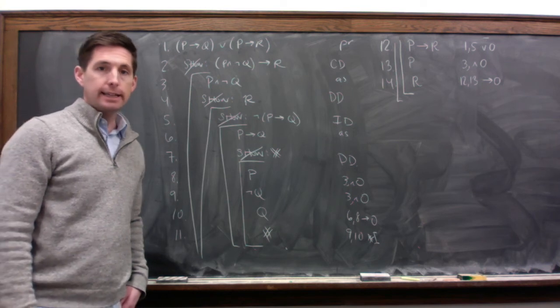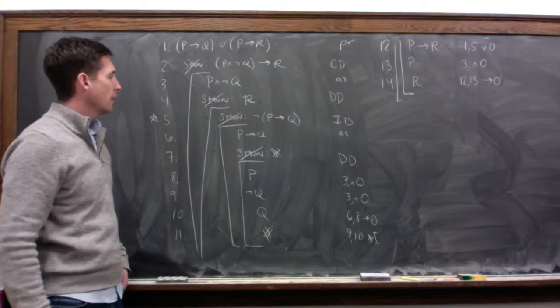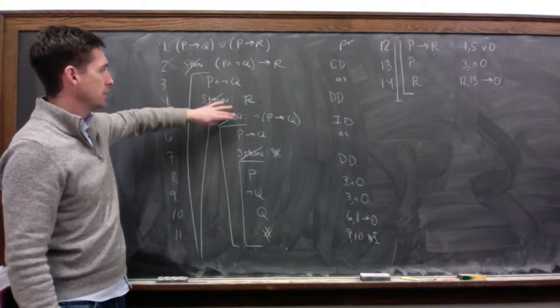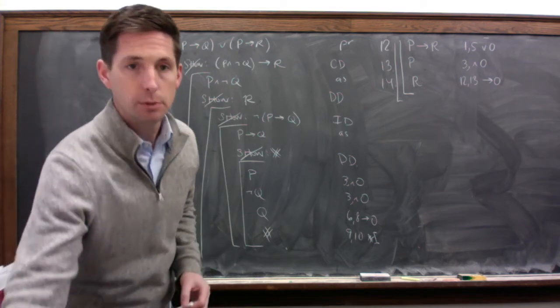Notice again, the key step was right here. We were stuck, but we had an available line that had an OR, and so we tried to show the negation of one of the sides, and that's what allowed us to finish the proof.